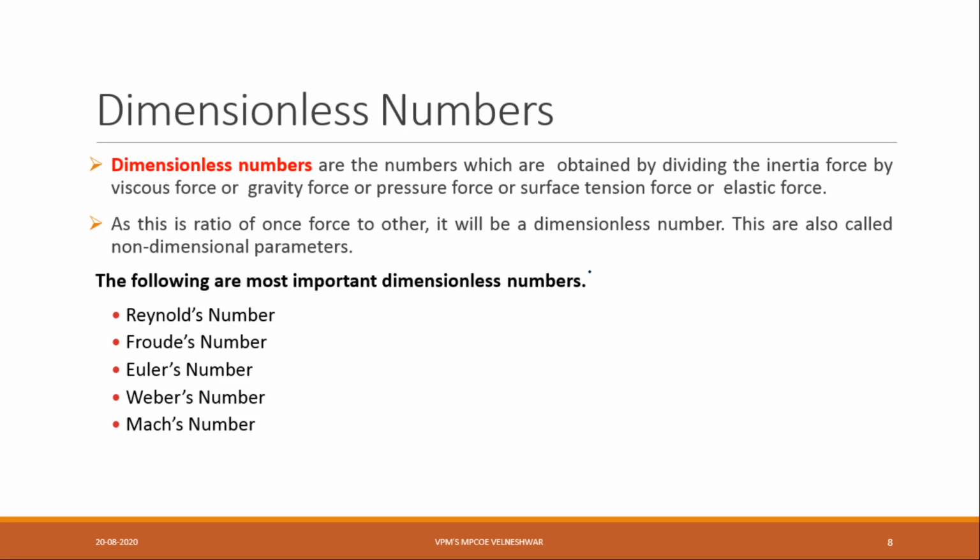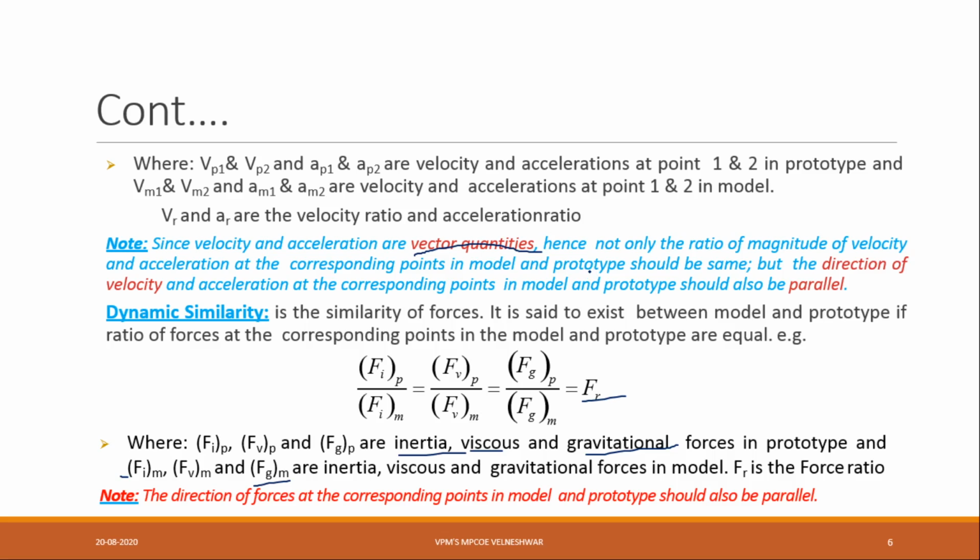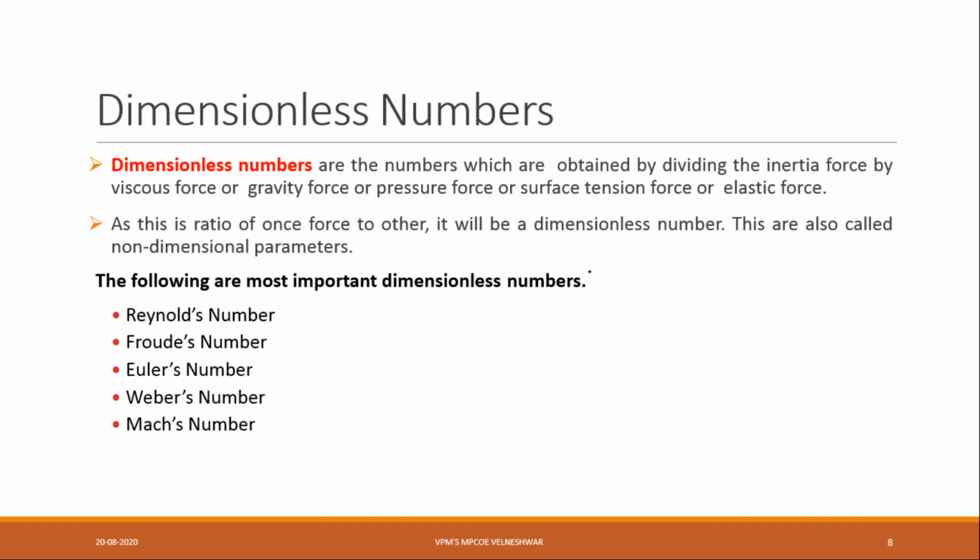Now dimensionless numbers. What is a dimensionless number? Already we have seen, dimensionless numbers are numbers obtained by dividing inertia force and so on. Suppose Fi by Fi: is there any dimension here? That is dimensionless only. Fv by Fv. Whether it is prototype or model, the units will be the same, so the ratio will be dimensionless.